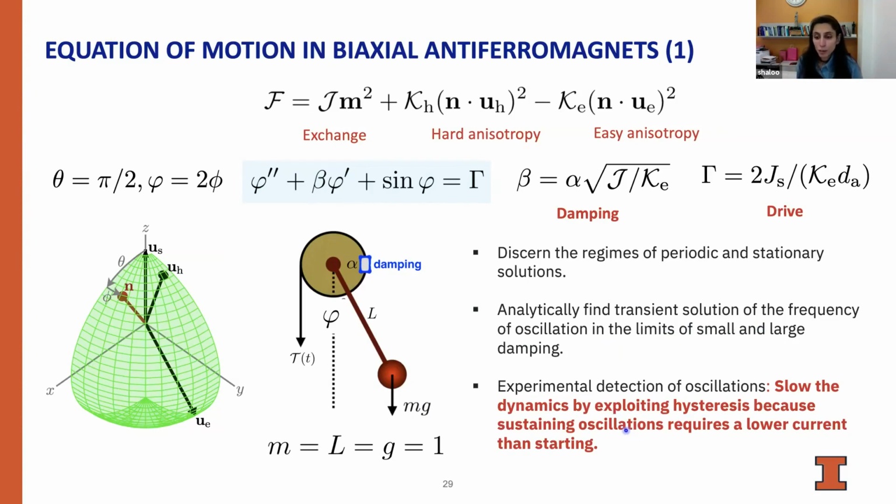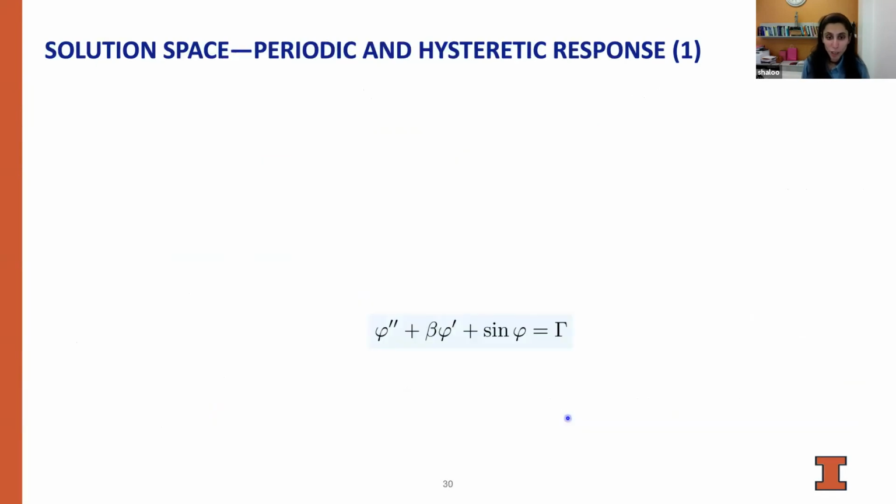We also looked into some new kinds of detection schemes which could employ hysteresis in this equation. This has inertia, and it does show hysteresis, so could we exploit that in order to come up with a more energy efficient oscillator? So that's what we've been doing.